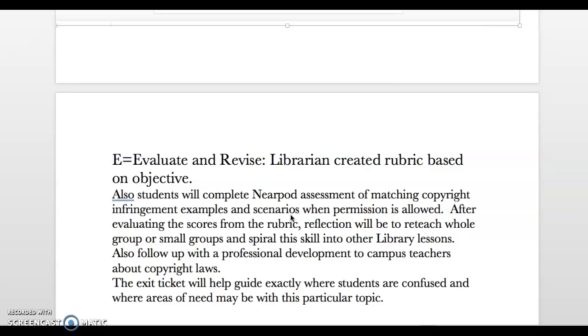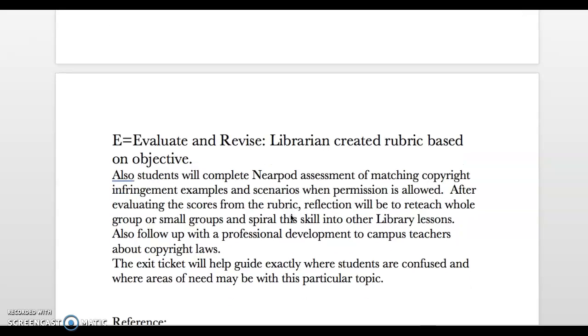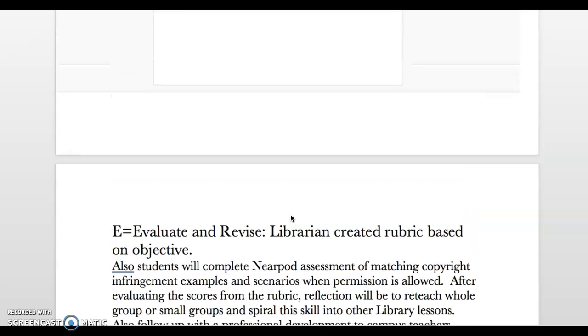I will also follow up with professional development for the teachers. I believe it would benefit all teachers about copyright rules, and we would just adapt according to their grade level. The exit ticket that I've included also helps evaluate and revise my teaching, because it will help guide exactly where students are confused and where areas of need may be in this particular topic.